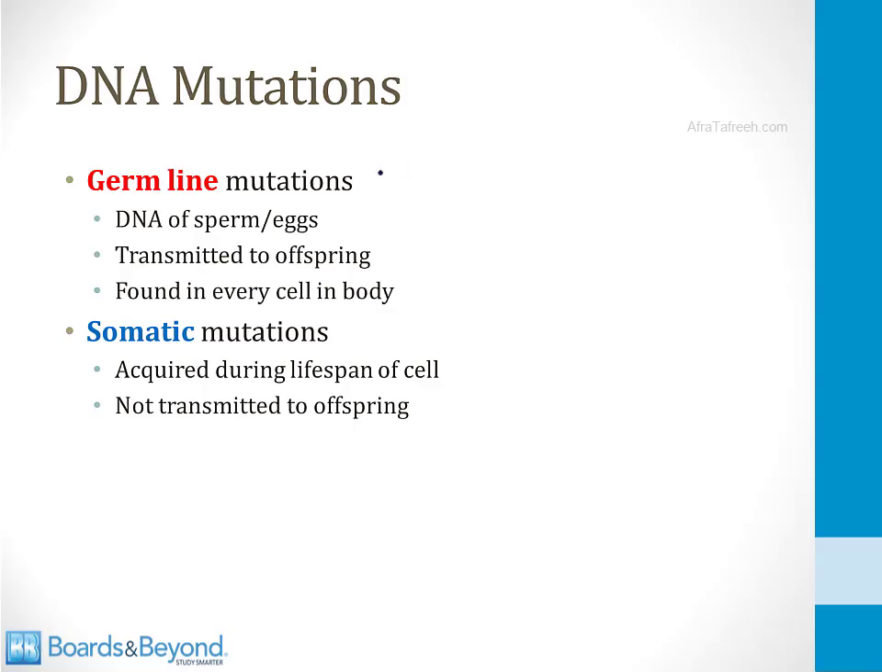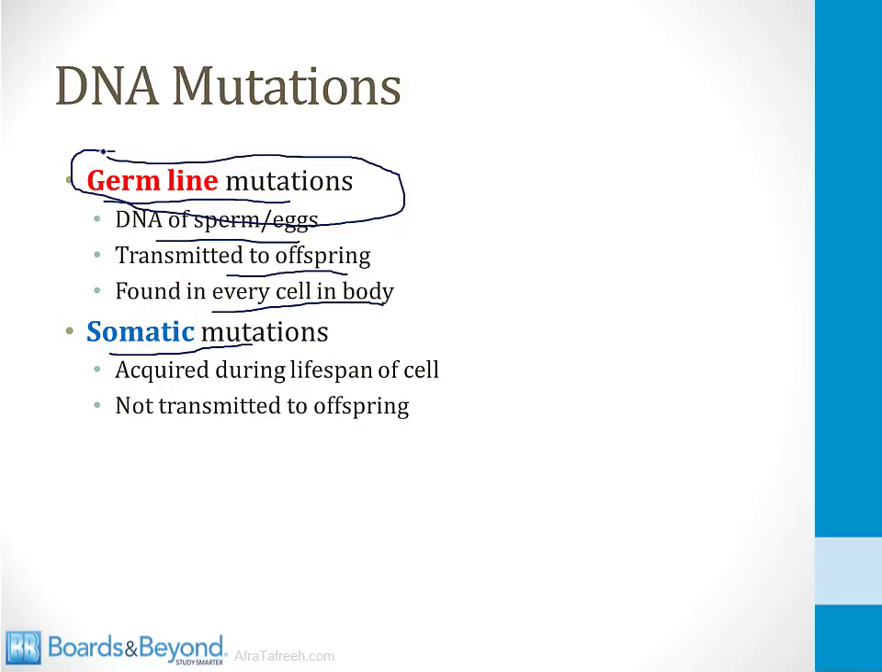One way to classify DNA mutations is as germline mutations or somatic mutations. Germline mutations are mutations that involve the DNA of sperm and egg cells. These are gametes, and therefore the mutation can be transmitted to offspring. And when they are, the DNA mutation will be found in every cell in the body of the offspring, including the germ cells of the offspring, so that the offspring can then pass it on to subsequent generations. So once a DNA mutation involves the germline cells, it can be passed down through a family.